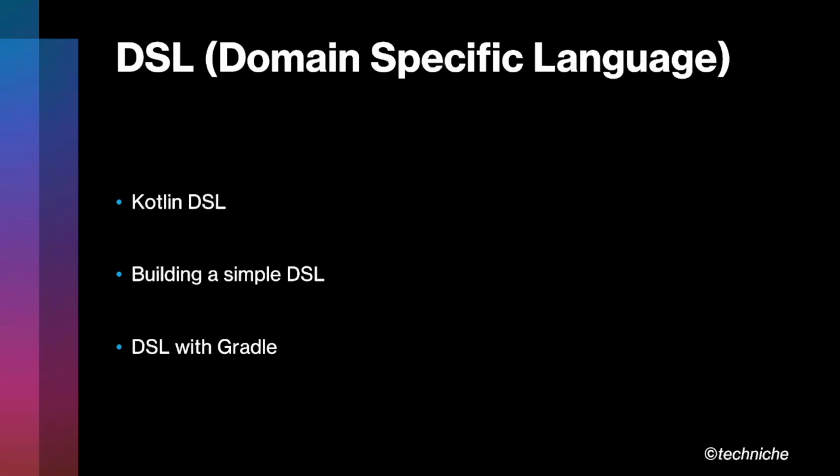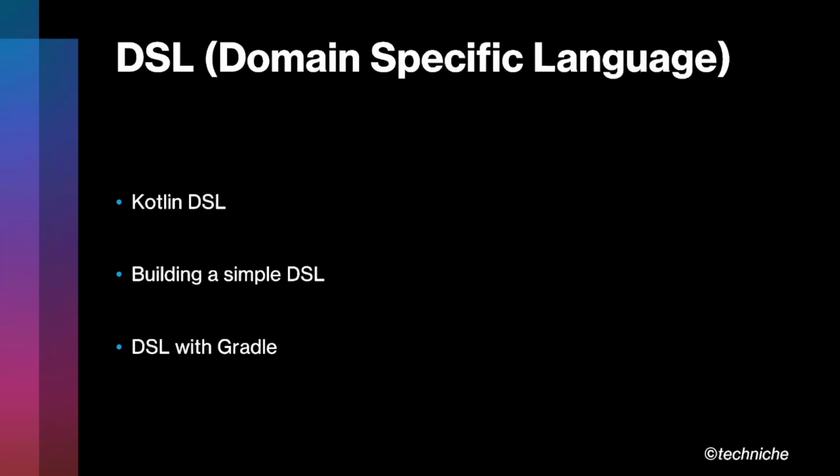So what is DSL? I mean, first start with the basics. It's a domain specific language, just like the way I previously told you. Okay, it's a syntax tailored to a specific domain. For example, Gradle uses Kotlin based DSL for build scripts. Instead of writing verbose Java code, you can use Kotlin's concise and readable syntax to define your build configurations.